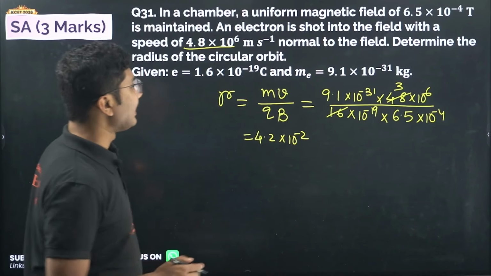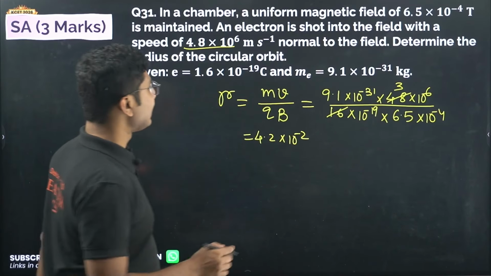So the radius is 4.2 × 10^-2 meter, or if you want, you can convert it into centimeter as well. Not compulsory, but that is possible over here. So the correct answer is 4.2 centimeter. Now let's move on to the next question.